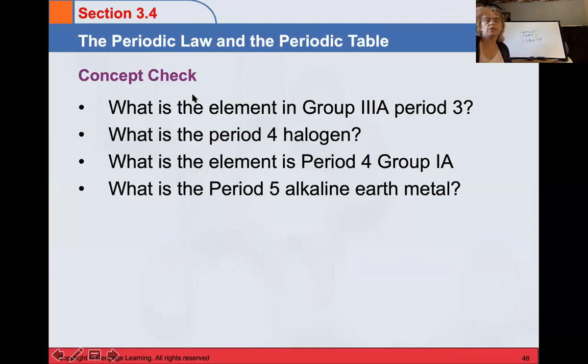Okay, so there's that concept check that we were working on. This is what I noticed in the concept check, that we had halogen and alkaline earth metal, and I hadn't introduced those yet. So just go ahead and take a minute to work on this concept check.